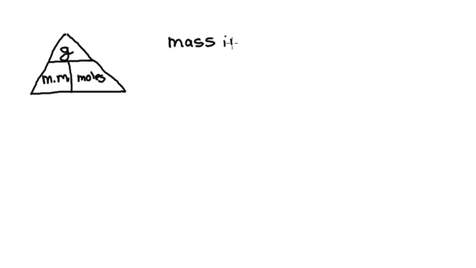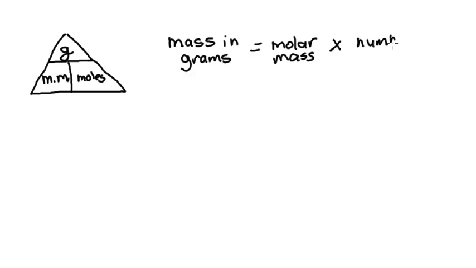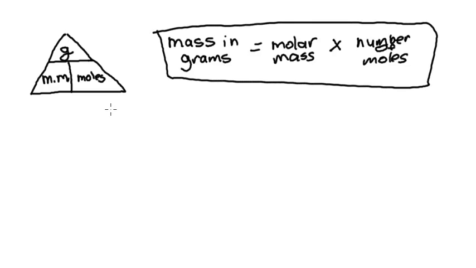Or you can just remember mass in grams equals molar mass times number of moles. Okay, so there's your equation. Easy enough. Fill it in. If you have the molar mass and the number of moles, multiply them to get the mass in grams. If you have the molar mass and the mass in grams, then you would divide the mass in grams by the molar mass. So this equation, if you memorized it, that's good.